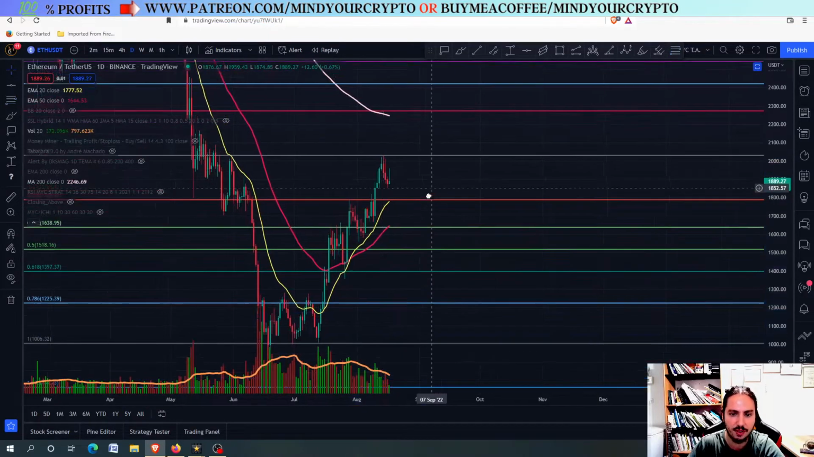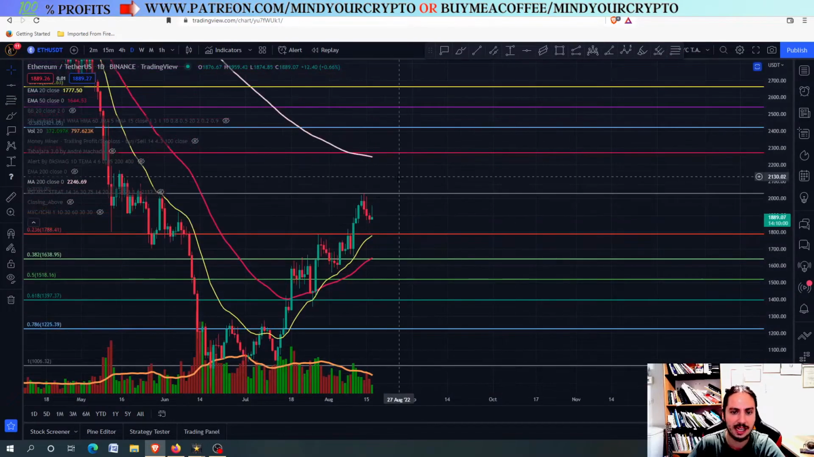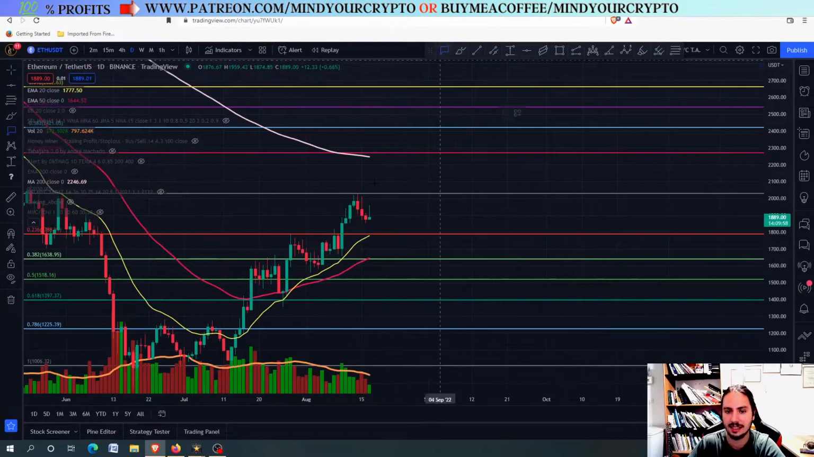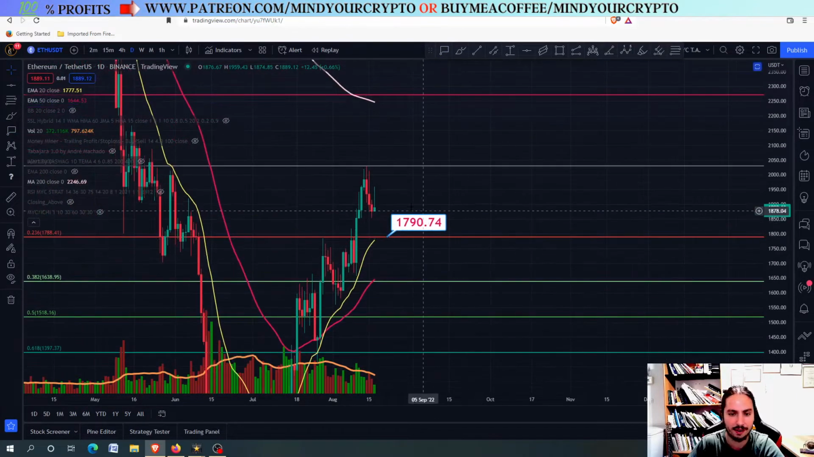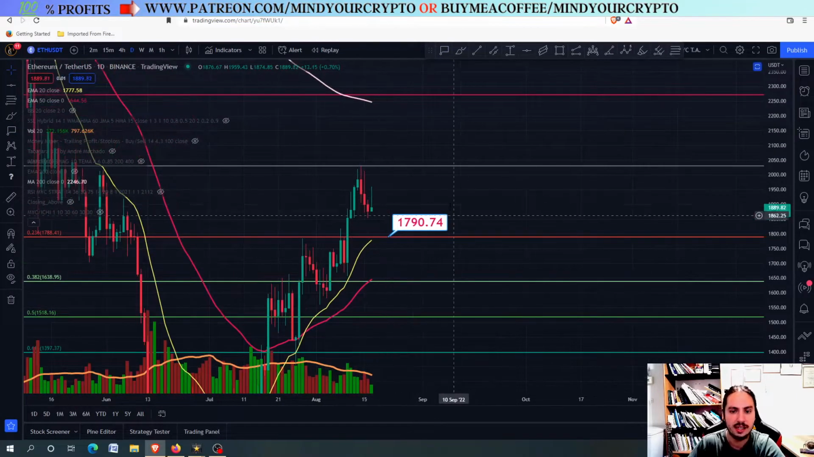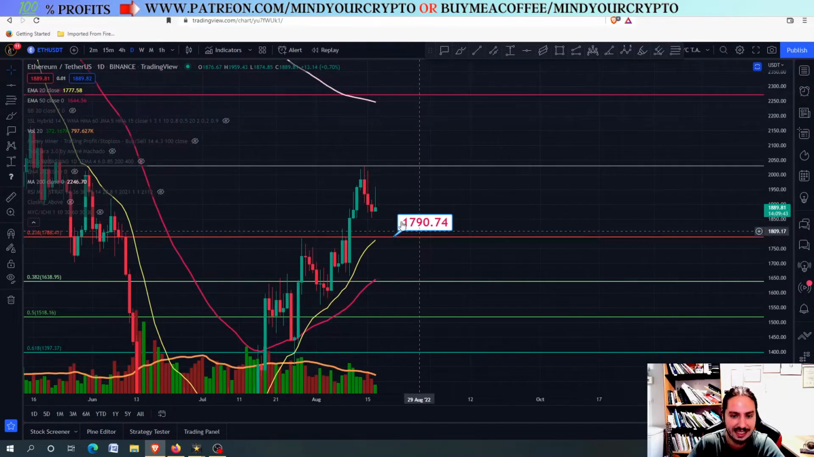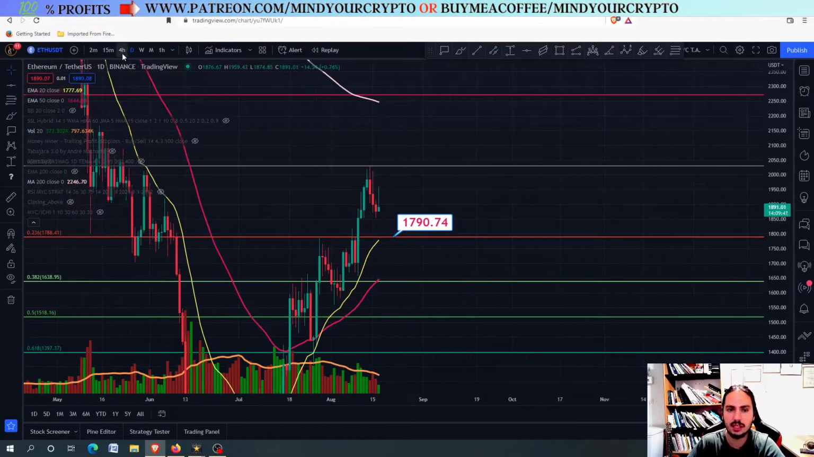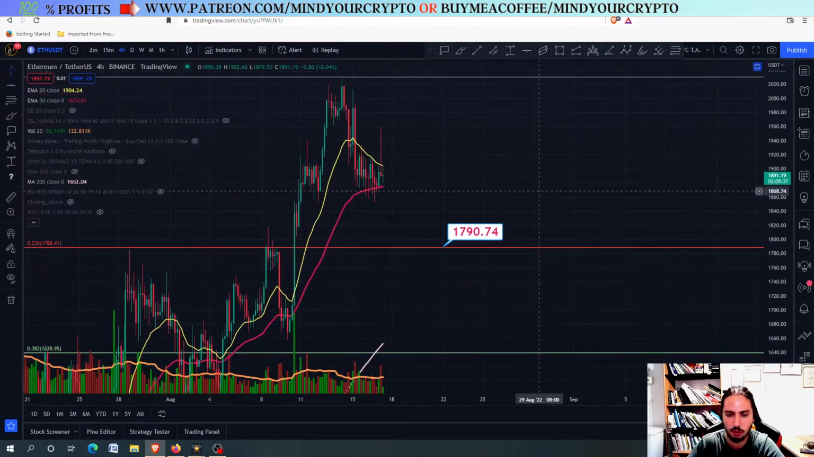Here we have a very huge and important support level in the non-logarithmic scale. If you go in the logarithmic scale it is a little bit different, but right now I will trust more the non-logarithmic, the regular scale. This is the 1790 USDT. It is a very huge important support level for Ethereum. This line right here. And why I'm talking about support levels, because I think that Ethereum right here is going to fall down.